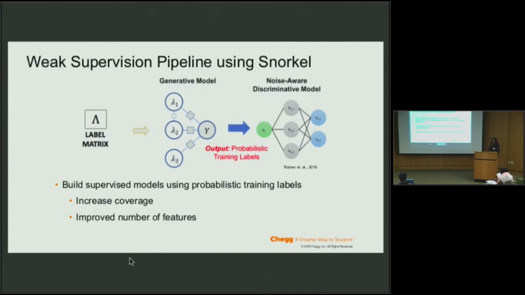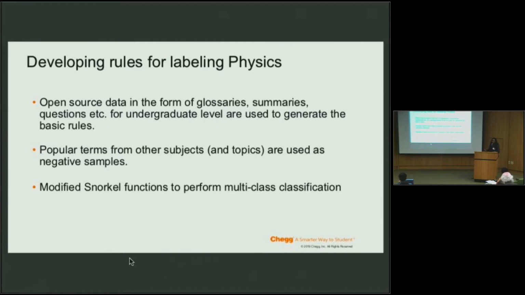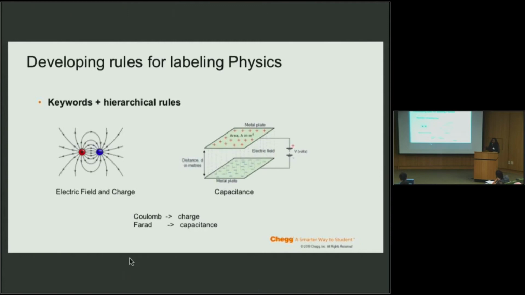Let me talk about a little bit of work that we did at Chegg using this to develop labels for physics. So I used open source data in the form of glossaries, summaries, etc. And then I used popular terms from other subjects as a negative sample for training my weak supervision model. It had a lot of complexity just because this is academic data.